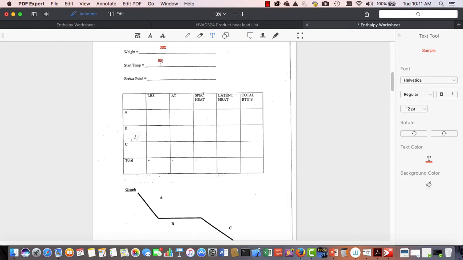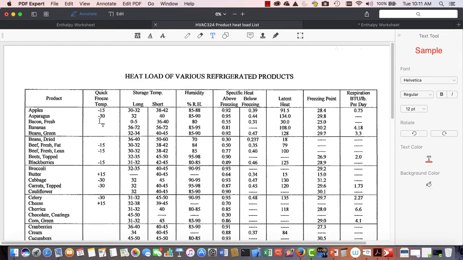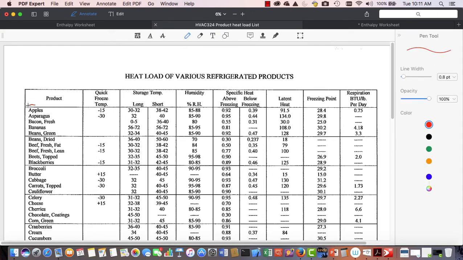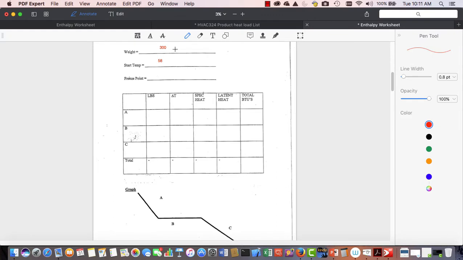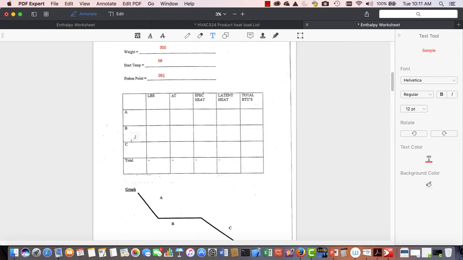But first we have to find a freezing point. So what we have to do is go find a product heat load list. Now we're giving you one here. We're talking about apples. Fortunately, apples are the first thing in the product list. Our freezing point of apples is 28.4 degrees. Let's go ahead and just fill that in real quick. We know our freezing point is 28.4.